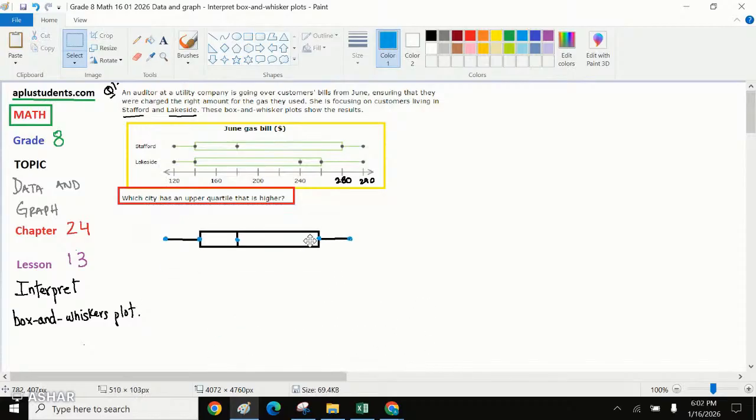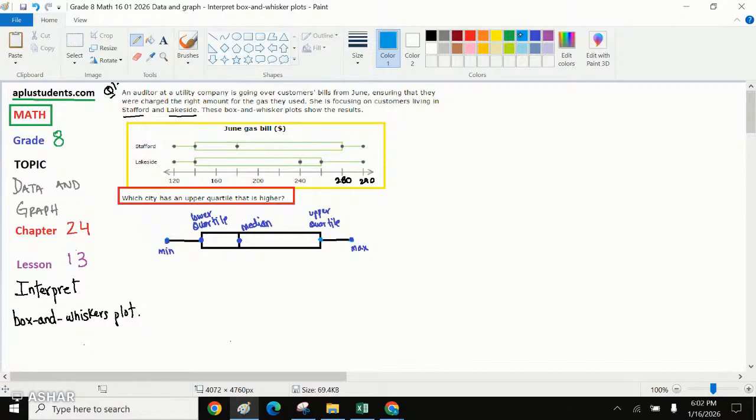If this is the shape of a box and whiskers, each point is represented by a value. This value is the upper quartile. This is the maximum value. This is the minimum value. This point is the lower quartile. And this value in the middle is the median. So we have to consider these values.